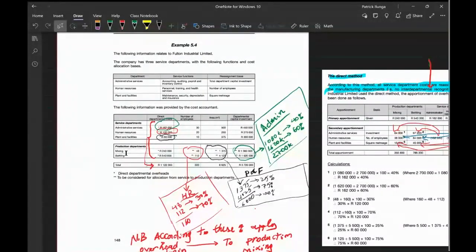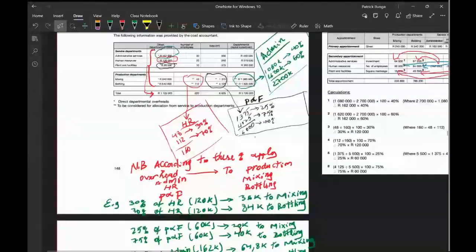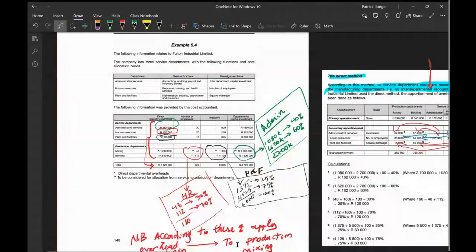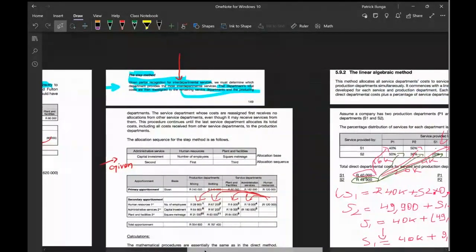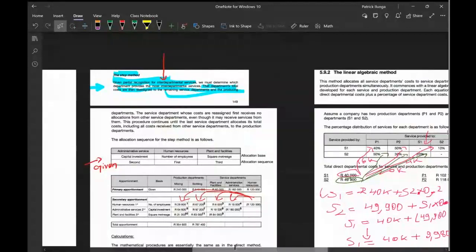So whatever cost is incurred in this service department, we need to reallocate this cost into these two main production departments. That's all. And there is a direct way of doing this. That's what we call the direct method. There is the step method where you allocate some of the human resources. Okay, this is a good way of viewing this as well.